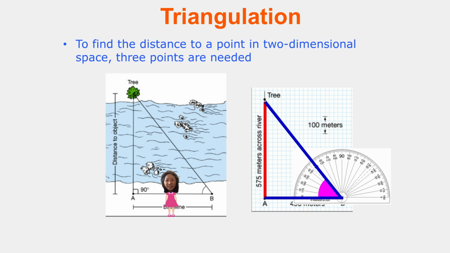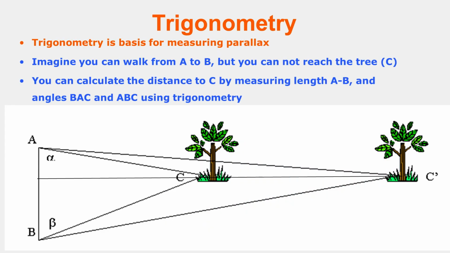So if you know the length and angle of one side of a triangle, you can find the length of the other side. Trigonometry. Trigonometry is a basis for measuring parallax. Imagine you can walk from A to B, but you cannot reach the tree C. You can calculate the distance to C by measuring length A and B and angles BAC and ABC using trigonometry.